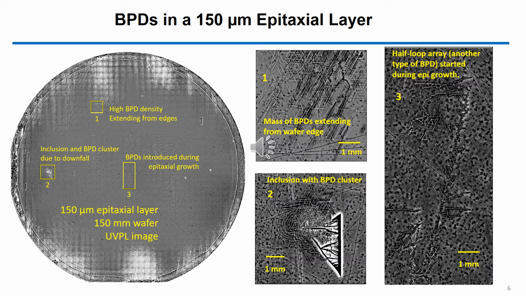Now, in the areas where you don't see much on this wafer, it's not saying they're not there, because when you look at a blow-up, such as area 3, the image on the right, you can see there's a half-loop array, which you can think of as another type of BPD. It's extending 10 millimeters in that image, and there are other areas within that supposedly clear area that have similar defects. So it has a fair amount, although I will say that compared to epitaxial layers grown by the same vendor 2.5 years ago, it's a big improvement.